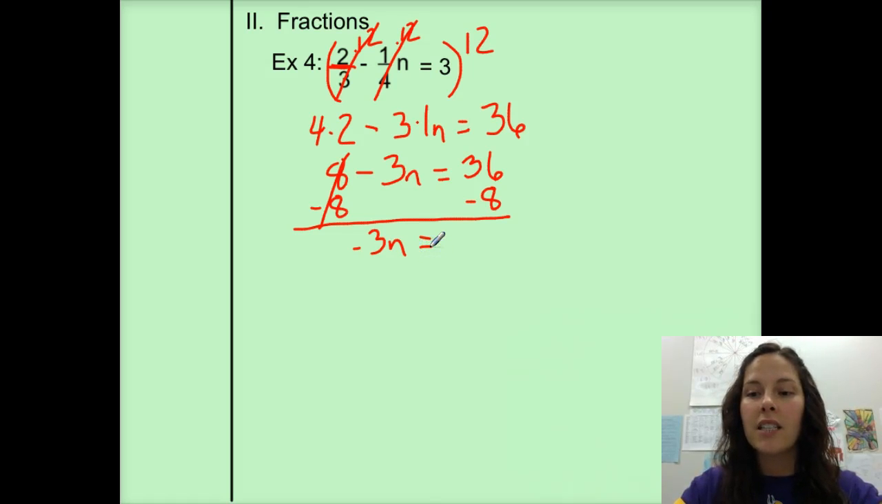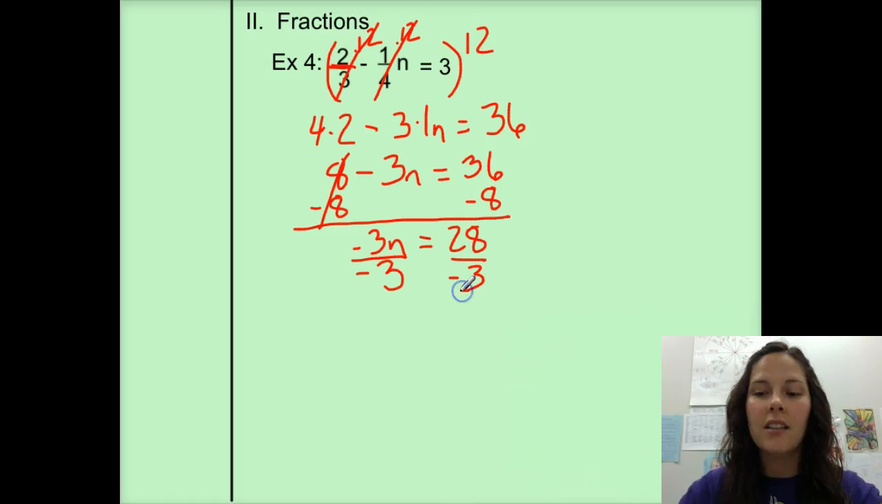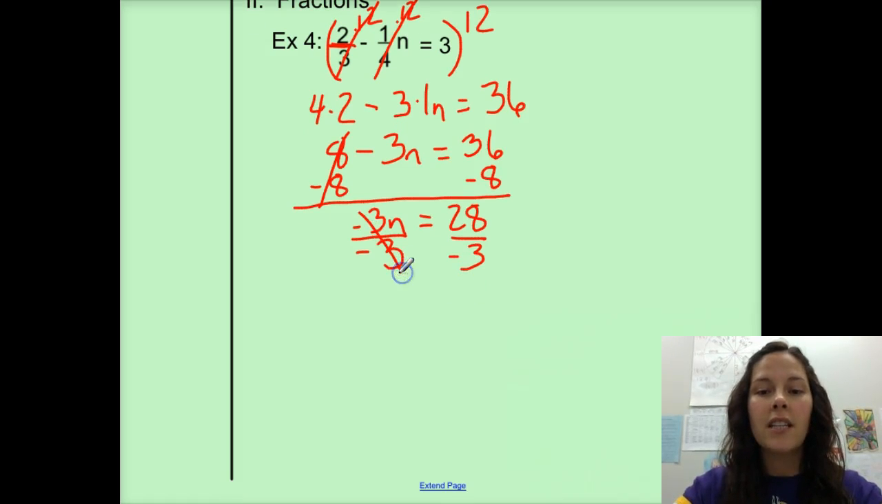And 36 minus 8 is 28. Dividing both sides by -3, again, not losing track of that negative sign. Our -3's cancel, leaving us with n equals -28/3 because 3 does not go into 28 evenly.